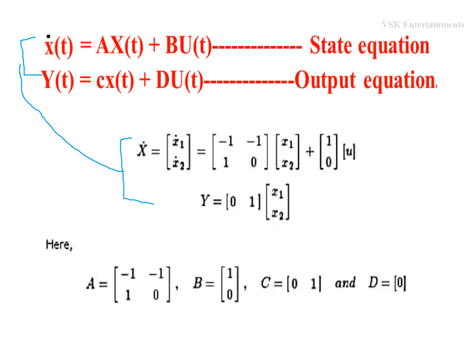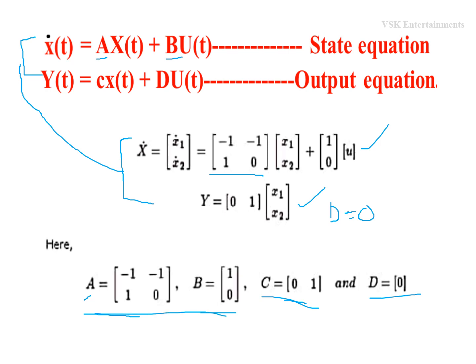By comparing, we get the state matrix or system matrix A, which is given as A equals minus 1, minus 1, 1, 0. Similarly, the matrix B is given as 1, 0, from the state equation. Now go for the output equation. In the output equation, the matrix D becomes 0. Here matrix D is the null matrix, so we only have the matrix C, which is 0, 1.